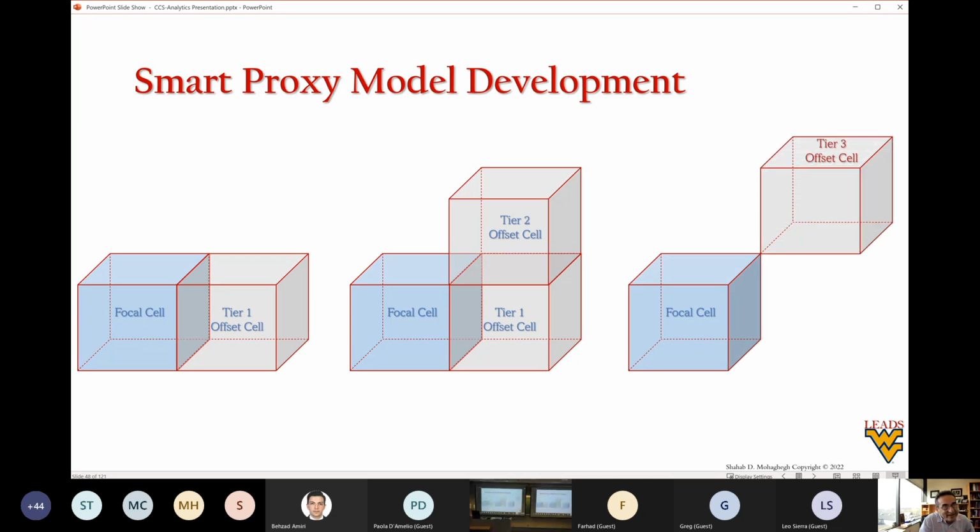What about these cells? We call these tier 3 cells. These are offset cells that communicate with my focal cell through a point. Well, how does it happen through a point? It never happens directly through a point. It goes from tier 3 to tier 2 to tier 1. Correct? It goes from point to line, from line to plane, and plane to the focal cell.